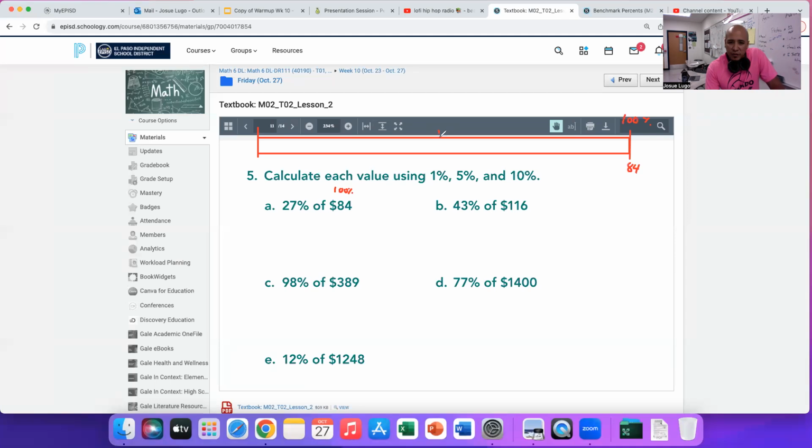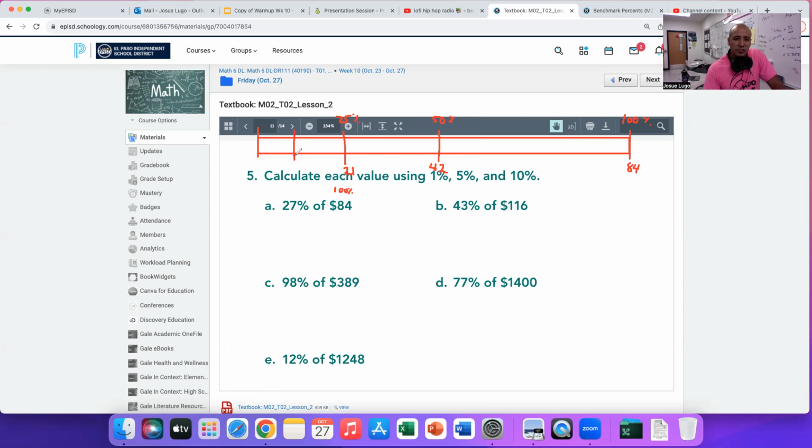Well, let's start splitting it. Our 50% is going to be half of the 100%. So what's half of 84? Well, 84 divided by 2 is going to be 42. So that's our 50%. Let's find our 25%, which will always be half of the 50%. So 42 divided by 2 is going to be 21. $21 is 25% of 84.